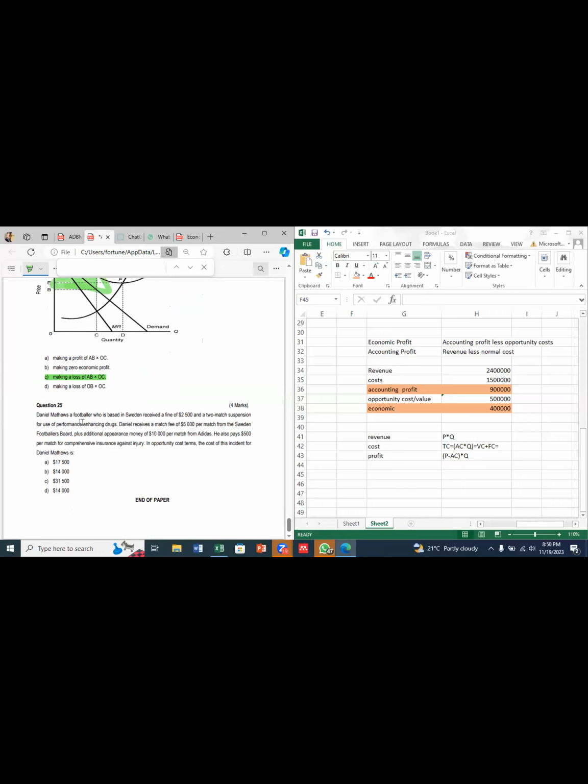So Daniel Matthews, a footballer based in Sweden, received a fine of $2,500 for a 2-match suspension for use of performance-enhancing drugs. Daniel receives a match fee of $5,000 per match from the Sweden Footballers Board plus appearance money of $10,000 per match from Adidas, and he also pays $500 per match for comprehensive insurance against injury. In opportunity cost terms, the cost of this incident for Daniel Matthews is... So what is his opportunity cost? The value of the foregone alternative. What has been foregone?